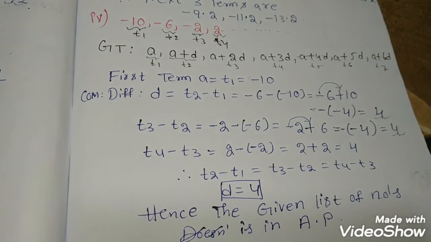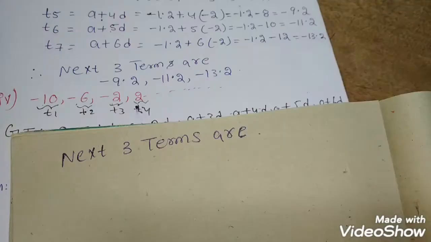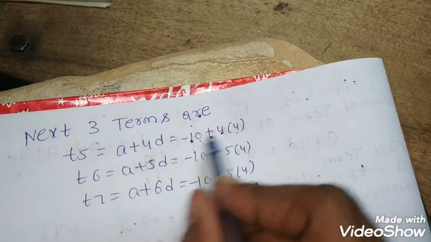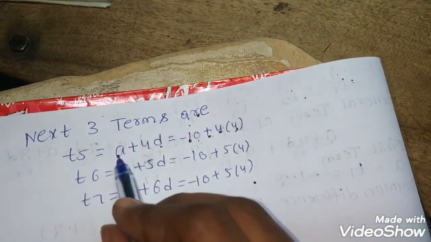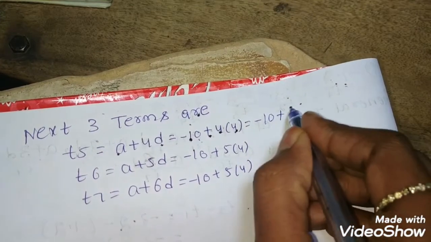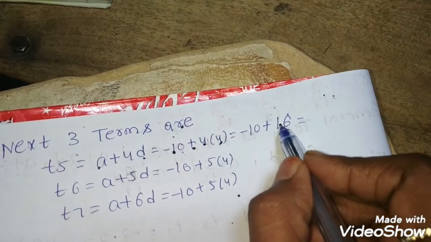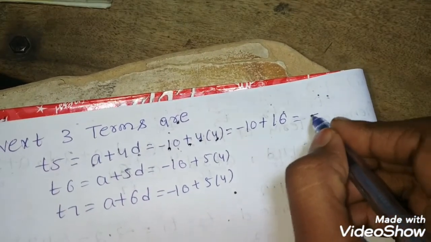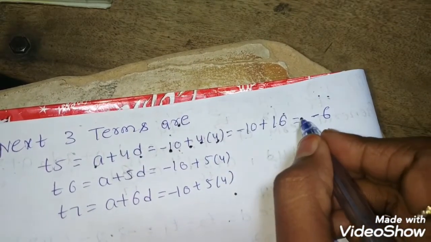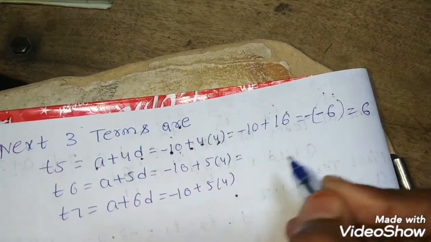Next what we have to do? We have to find the next 3 terms. What are the next 3 terms? So look at this: minus 10 plus 4 into, what is d? It is 4. What is a here? The first term, minus 10. See, what do we get? Minus 10 plus 4 fours are 16. Minus into plus is minus. 10 minus 16, what is 10 minus 16? Minus 6, because 10 is smaller than 16. In front of 10 we have again minus, multiply by minus. Minus into minus we get 6. This is our result. Okay, be clear guys.